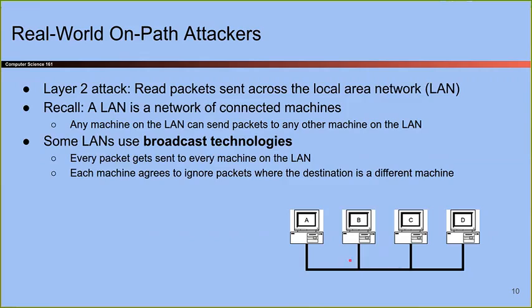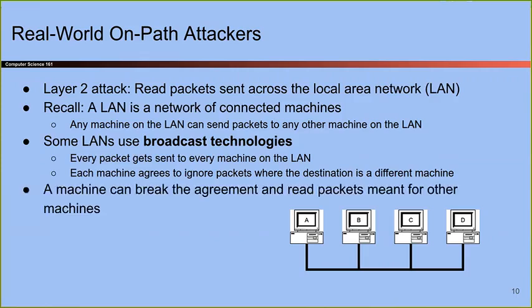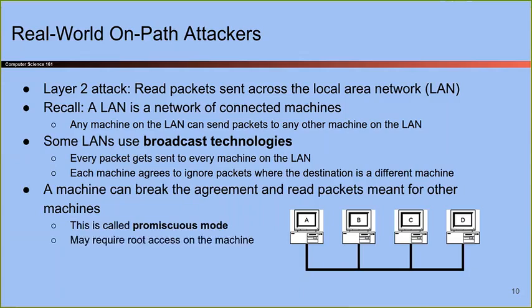So if A sends a message to B, everybody will see the packet, but C and D will see, oh, this packet is meant for B, so I'm not going to read it because I'm a good citizen. But of course, you can decide to not be a good citizen, and break this agreement and say, well, I'll just read the packet anyway. It was sent to me because it's a broadcast technology, so I don't have to follow my agreement. I'll just read it. This is sometimes called promiscuous mode. And again, this makes you an on-path attacker because you're reading messages that were meant for other people.